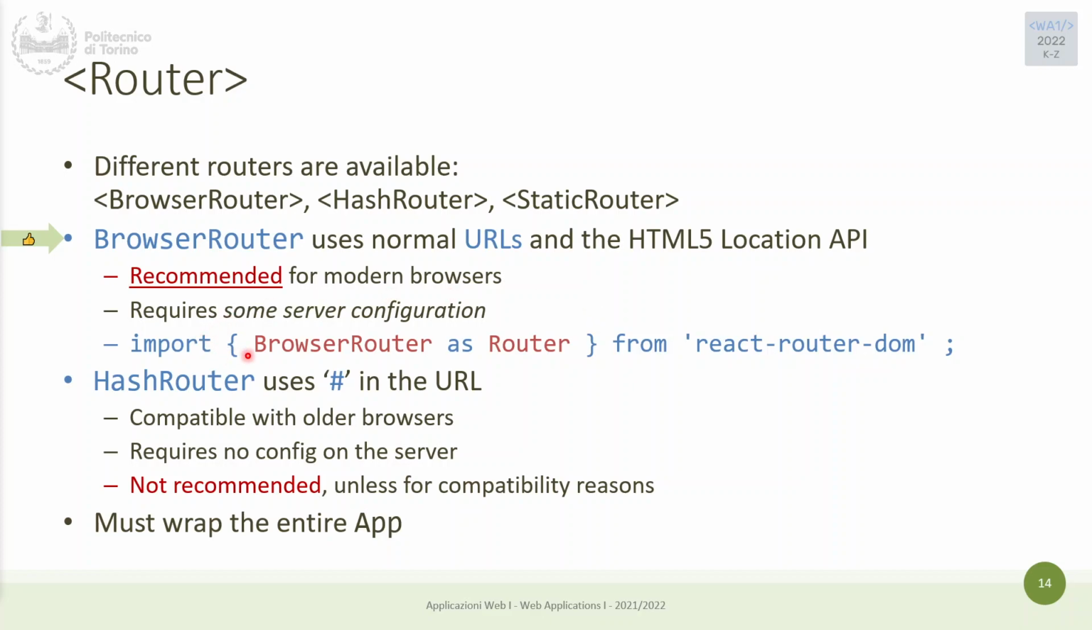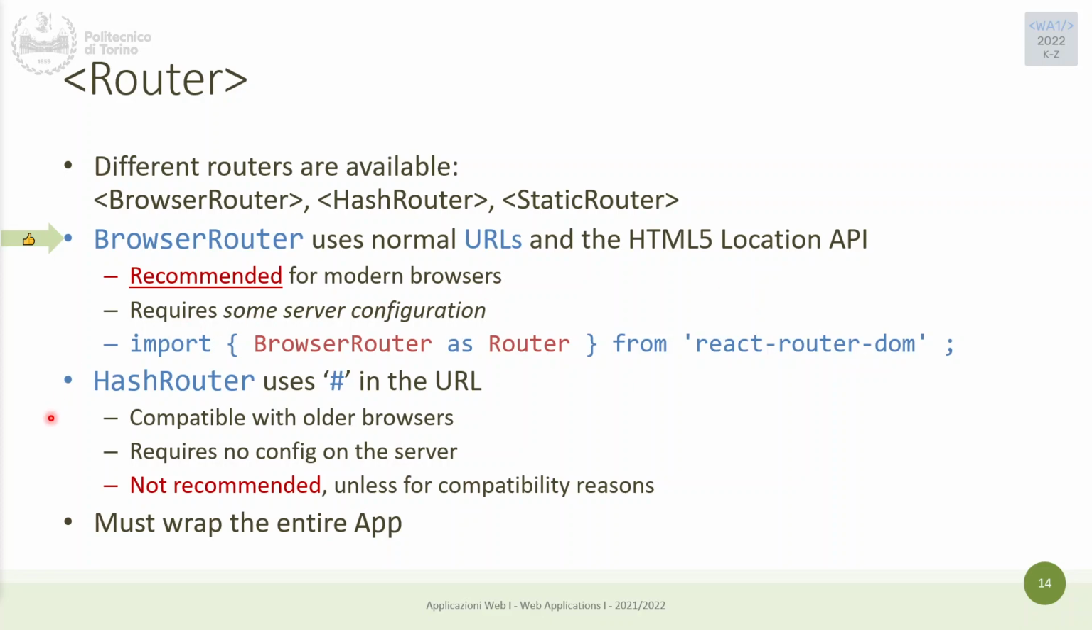Simply, you have to import it using this command, as we already did. It's a module like many others that we use so far. So import BrowserRouter. If you want, you can rename it as Router to give it a simple name, from the React Router DOM. Remember that we are always going to address this particular sub-library that is React Router DOM.